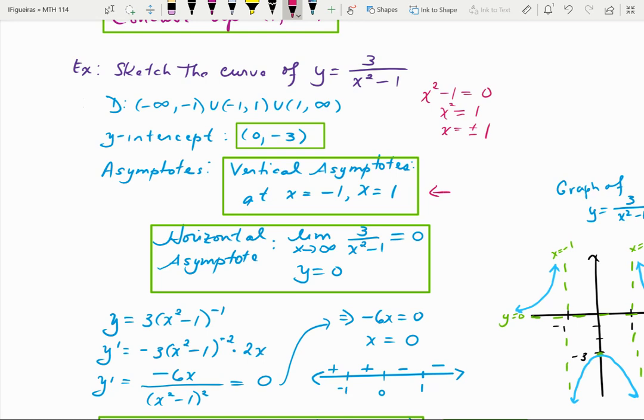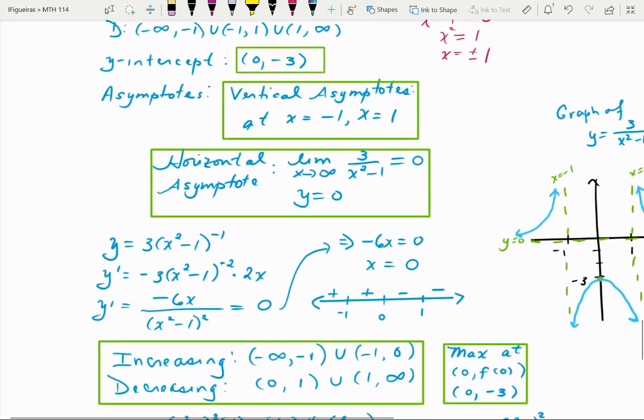If you take the limit as x approaches infinity of 3 over x squared minus 1, well, the numerator is always constant. So as my denominator gets larger and larger, 3 over a really big number, or 3 over infinity, is a very small number, so it goes to 0. So y equal to 0 is my horizontal asymptote.